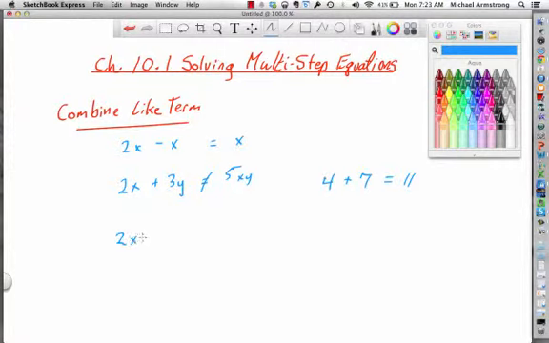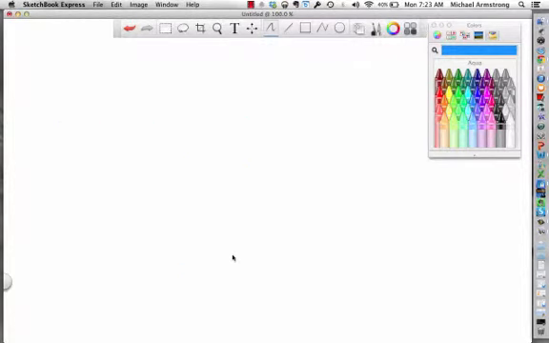So if we have 2x times x, we can combine those because x times x is x squared. Okay, if we have 2x plus 3x, we can combine that because if you have 2 x's and you get 3 more x's, you have a total of 5 x's. That should make sense.